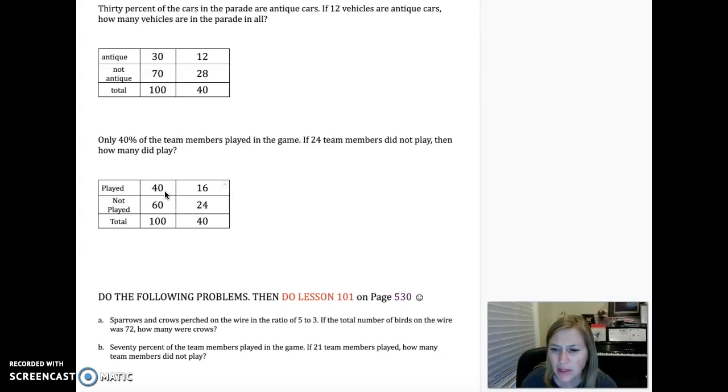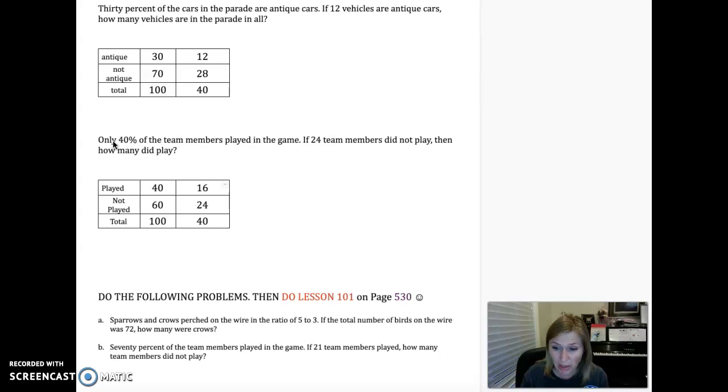Okay, so this last one I've kind of filled out for you just so that we can get through this lesson in hopefully less than 10 minutes. So this one, see where I put the numbers and see if you can see what it said. And this is something I encourage more than anything. Read these to yourself, talk to yourself, ask yourself, okay, only 40% of the team members played in the game. What information do I have?